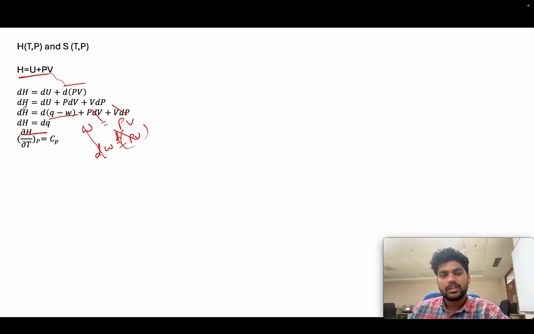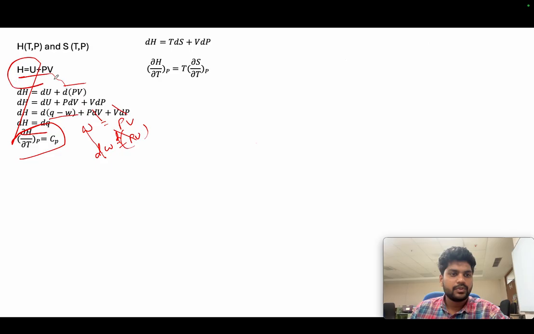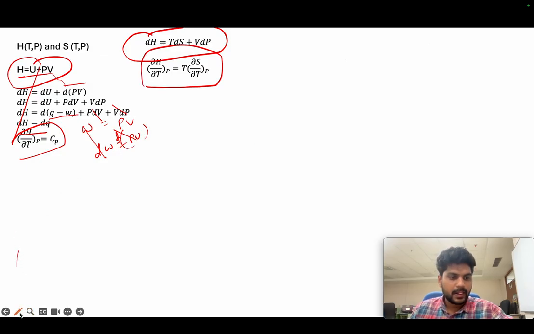So we know that from the work problem, dQ by dT at constant pressure is equal to Cp. So that's what gives us dH by dT at constant pressure. So we got dH by dT, and this is the first formula which we know. The second formula which we know was dH equal to TdS plus VdP, and we have applied the partial derivative with respect to the constants, and we got this equation. One second.